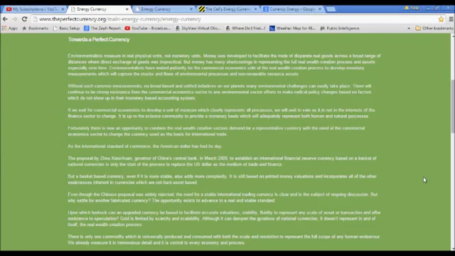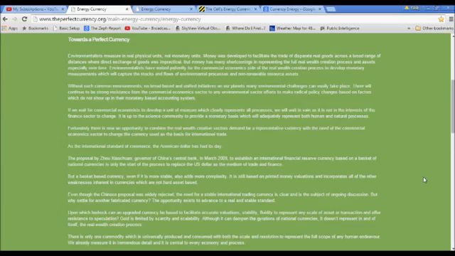As the international standard of commerce, the American dollar has had its day. The proposal by Zhou Xiaochuan, governor of China's central bank, in March 2009 to establish an international financial reserve currency based on a basket of national currencies is only the start of the process to replace the US dollar as the medium of trade and finance.